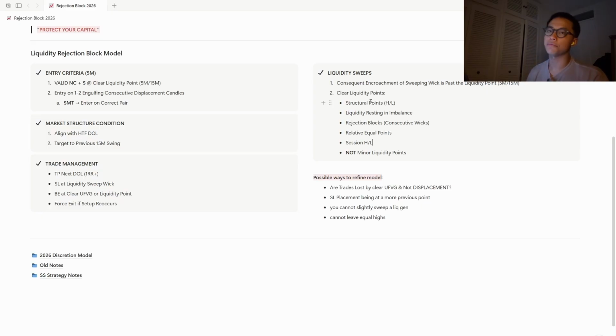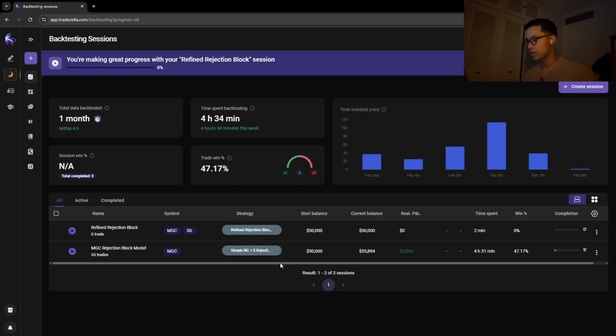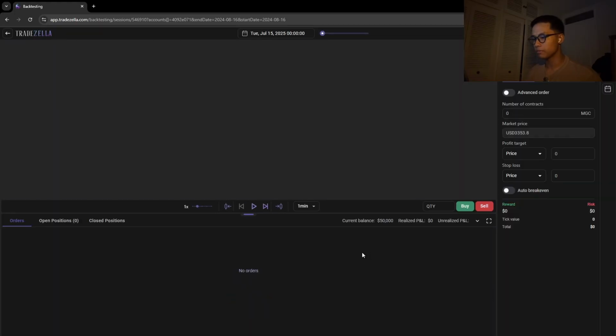And finally, relative equal points as well. When there are relative equal highs, relative equal lows, and they get swept all at the same time and get a reaction off of it, those are quite high probability liquidity points as well. But yeah, so the previous unrefined model is showing decent strategy results. Let's get into the new session.